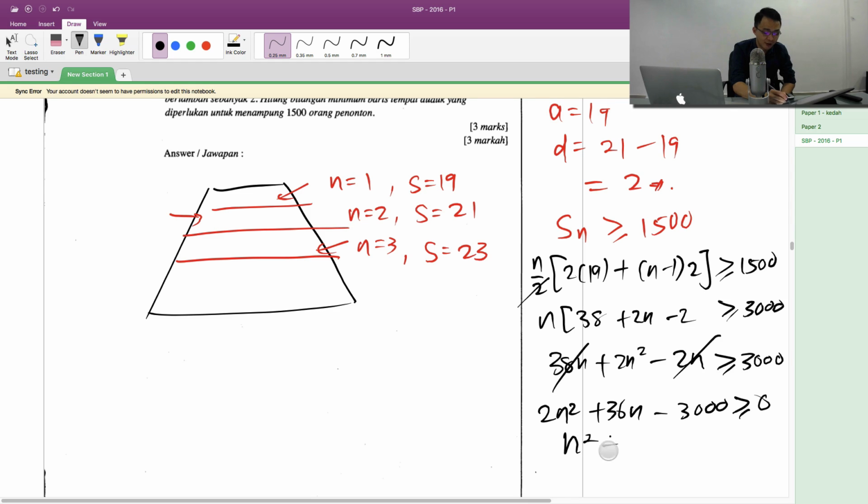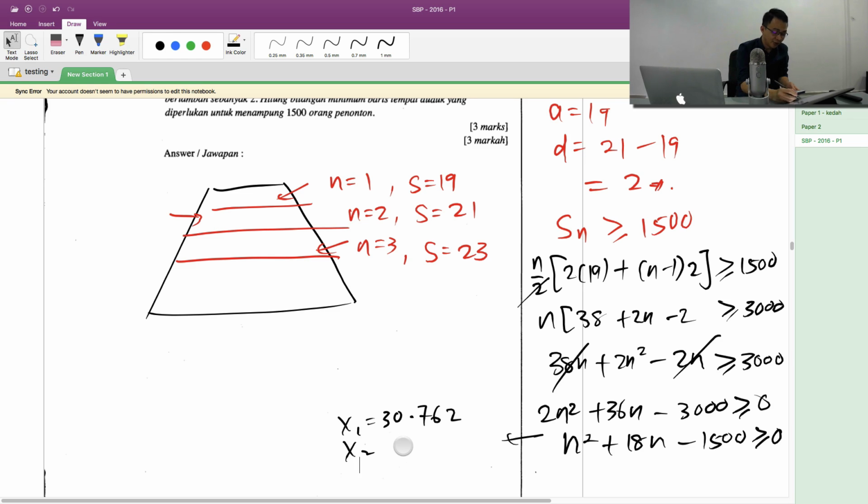But I divide 2 first, plus 18n minus 1500. Okay, so I factorize in this case, I guess we will actually get decimal. Let's try using the EQN thing. A is 1, B is 18, C is negative 1500. Yes, so the calculator basically will tell you the answer. The first answer is x1 equals to 30.762. The second answer is basically equals to negative 48.762.